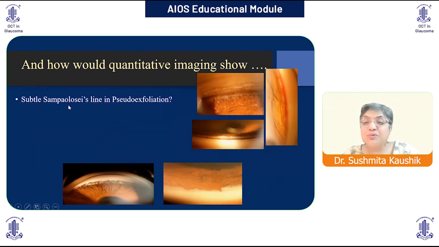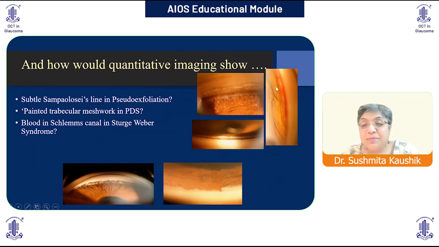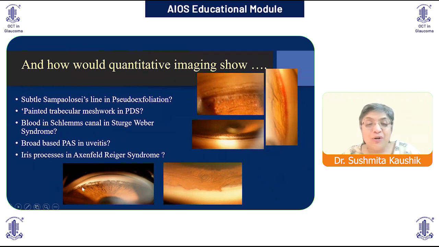So I would like to see a subtle Sampaolesi line in maybe an old man with pseudoexfoliation, a painted trabecular meshwork in pigment dispersion syndrome like this, or blood in Schlemm's canal, like Sturge-Weber syndrome. Where would AS-OCT show that? Or a broad-based PS in uveitis, or even iris processes, the typical Y-shaped process in Axenfeld-Rieger syndrome. So there's a whole lot of qualitative information that your gonioscope is going to give you.